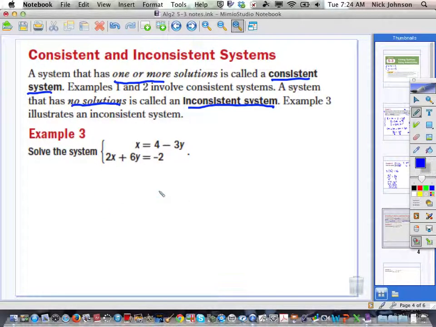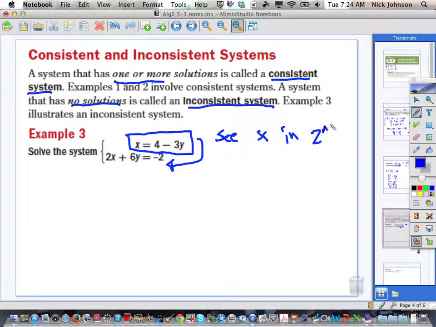We have this right here. I'm looking for the equation where one variable is set equal to something. Well, if you look up here, the top one, it says x equals. Okay, so I'm going to take the top one, plug it into the bottom. So wherever I see an x in the second equation, I put in 4 minus 3y.